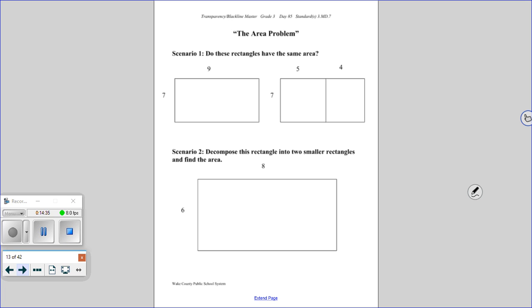So I would like you to write this question. It says, do these rectangles have the same area? I'll write that big on the board so you can see it. That's going to be your subtitle, or if you need to make a new page, that could be your new title. That says, do these rectangles have the same area? So that is our question.